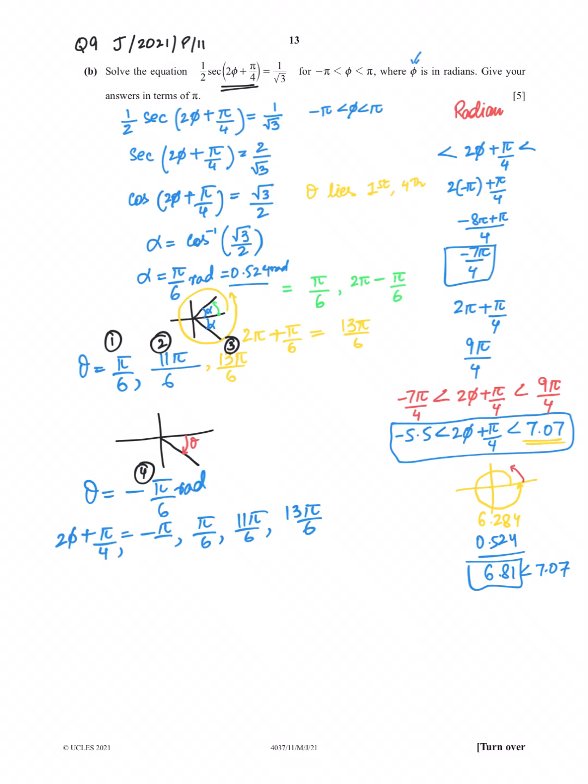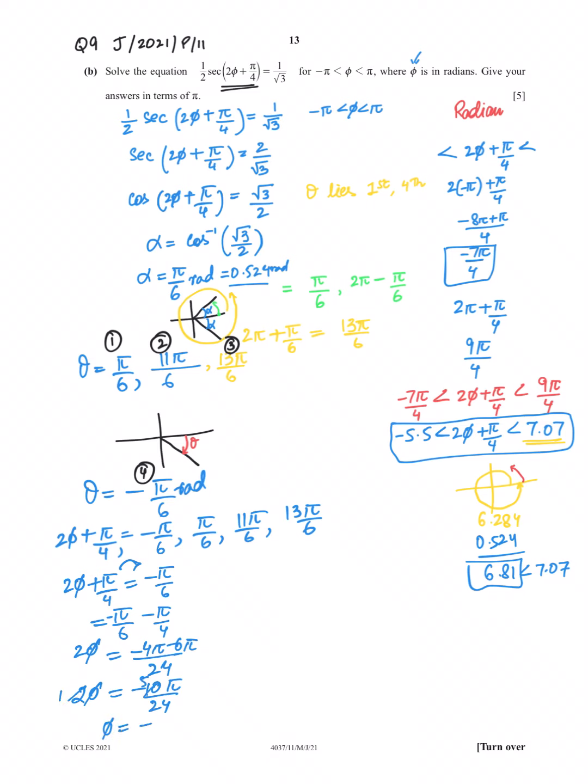The first one we have is 2 psi plus pi over 4 equals minus pi over 6. Shift pi over 4 to the right side, so it's minus pi over 6 minus pi over 4, and you take the LCM, which is 24. In the numerator it's minus 4 pi minus 6 pi equals 2 psi. So you have minus 10 pi over 24 equals 2 psi. 2 ones are 2 and 2 fives are 10. So the first value of psi is minus 5 pi over 24.